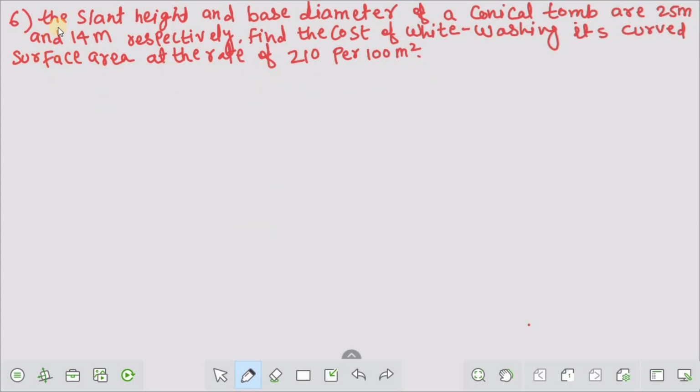NCERT book. So the question is, the slant height and base diameter of a conical tomb are 25 meter and 14 meter respectively. Find the cost of whitewashing its curved surface area at the rate of 200 per 100 meter square. Right. So first we need to find the curved surface area.